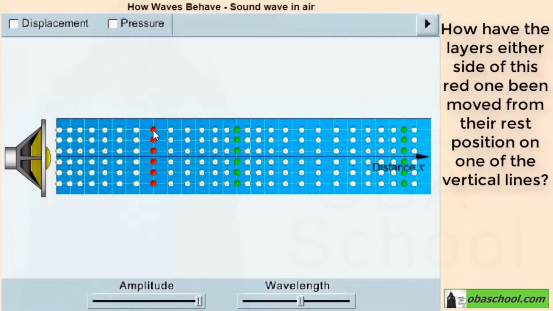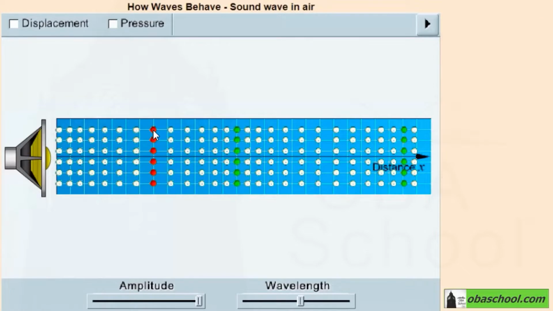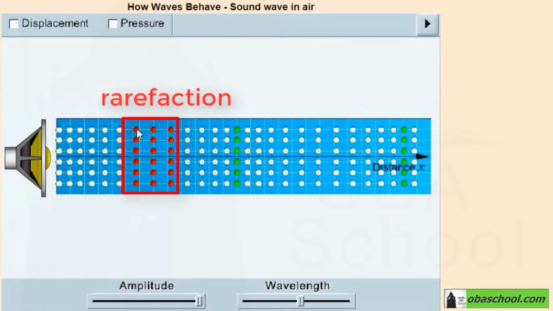How have the layers either side of this red one been moved from their rest position on one of the vertical lines? Great! They have moved further from this layer. Regions like this are called rarefaction.